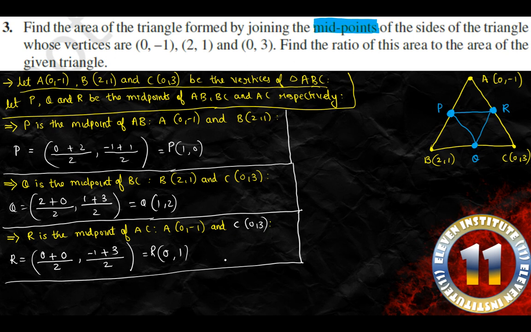Now we have the coordinates of P, Q and R. I can easily find the area of triangle PQR. So the points are 1 0, 1 2 and 0 1.